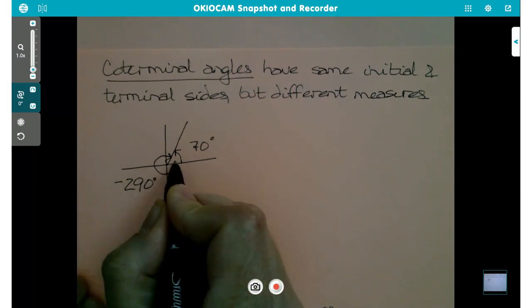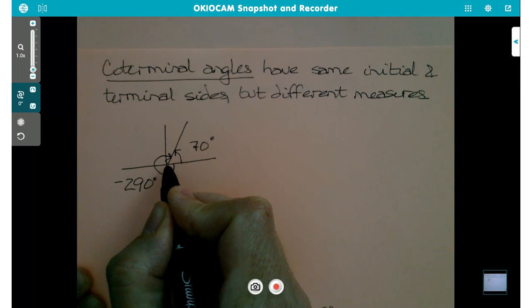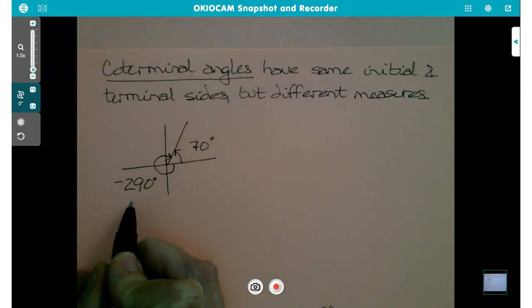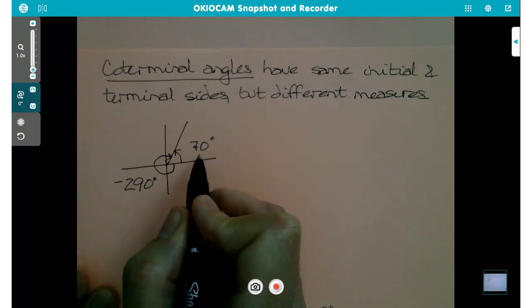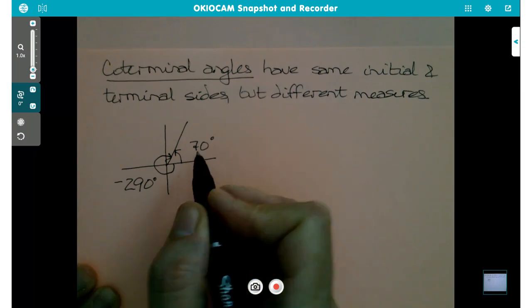Same initial side, same terminal side, started and ended the same place, but the degree measure is different. So negative 290 and positive 70 are coterminal angles.